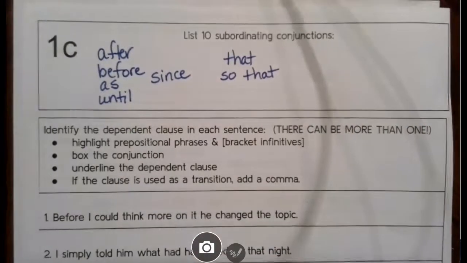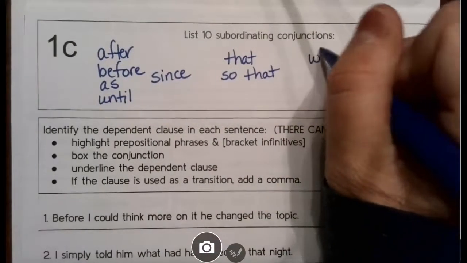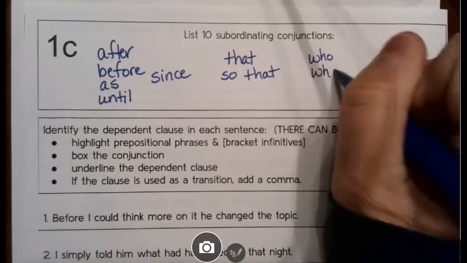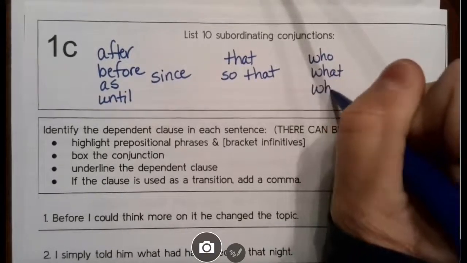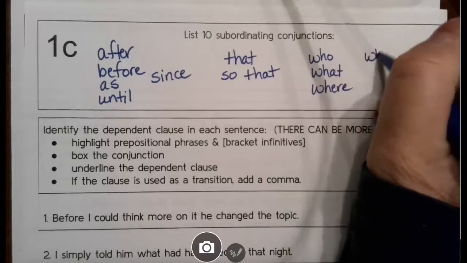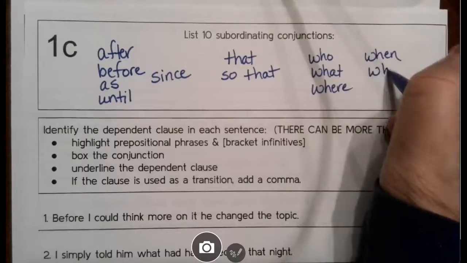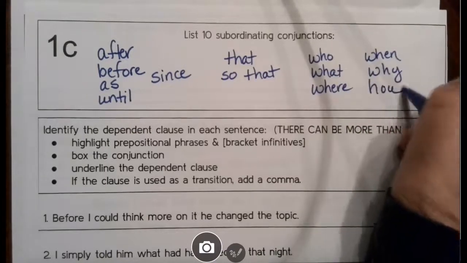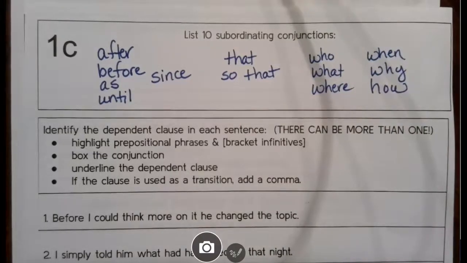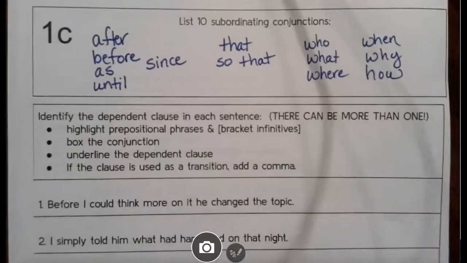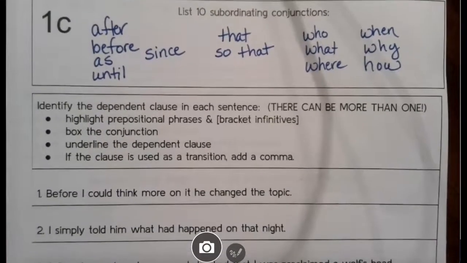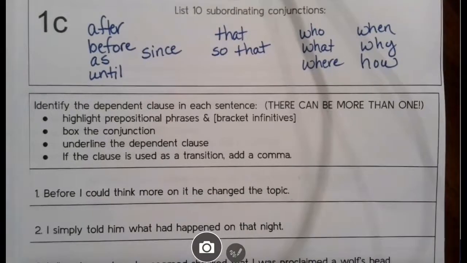And then we've got a lot of our WH questions. Who, what, where, when, why, and how can all act like subordinating conjunctions. So that's well over 10. If you can memorize those 10, I think you'll be in really good shape, or in those as far as ones that are most common.